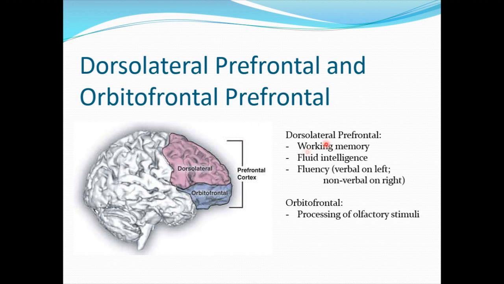Okay. And it is mostly associated with working memory, fluid intelligence, and fluency, like verbal fluency and non-verbal fluency, like design fluency. Okay. So working memory, we know that we test working memory by things like the Trail Making B test. There are various ways that we can test working memory. Digit span backwards is a test of working memory. So if a person has problems with that, they probably have damage in the dorsolateral prefrontal cortex. Interestingly, many of our tests that test fluid intelligence, like the Raven's Progressive Matrices, also depend on functioning in the dorsolateral prefrontal cortex. And then, as I said, if you test verbal fluency, you're testing the left dorsolateral prefrontal cortex. And if you're testing design fluency, you're testing the right dorsolateral prefrontal cortex.